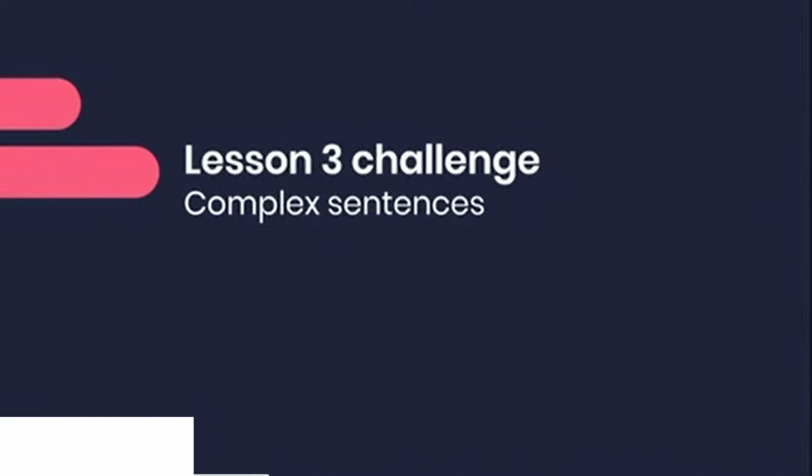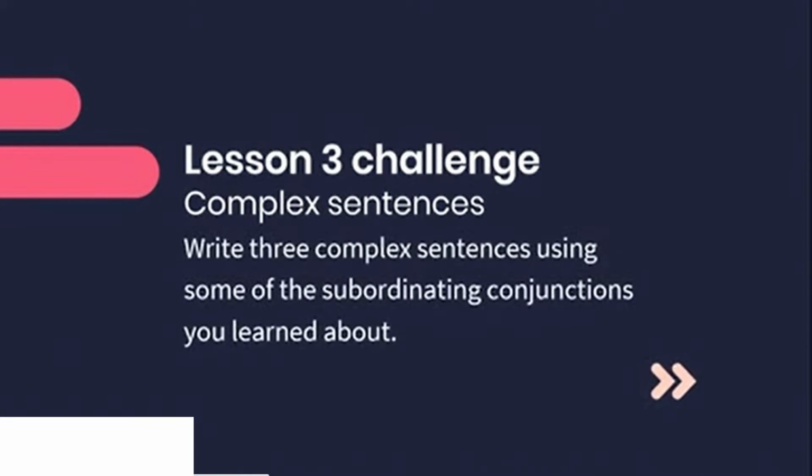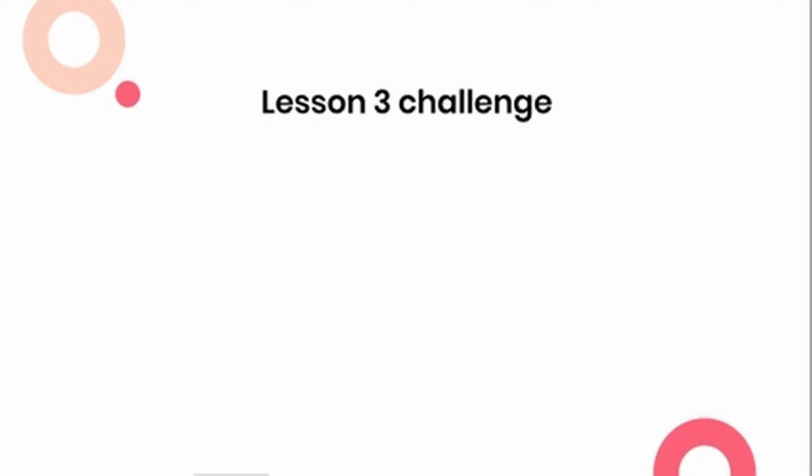But you know the drill. First, we're going to have a look at your lesson challenge from the last lesson. In lesson 3, I challenged you to write 3 complex sentences using some of the subordinating conjunctions you learned about in the last lesson. Now remember, complex sentences consist of an independent clause and a subordinate clause. And the clauses are connected by a subordinating conjunction.